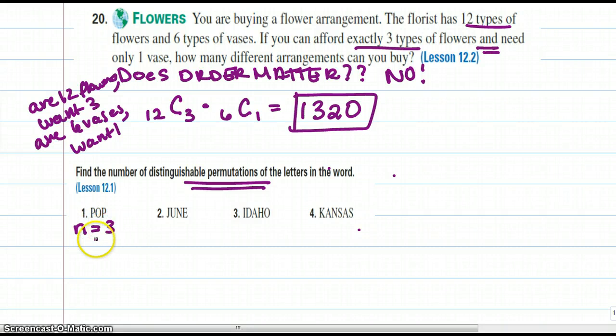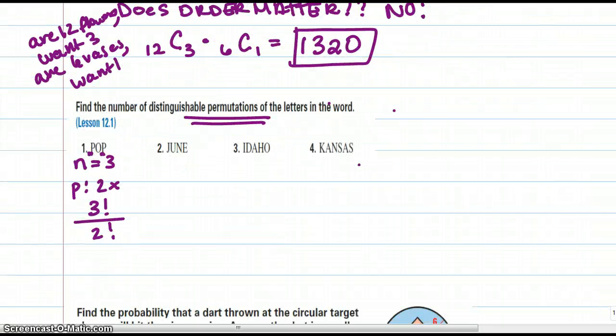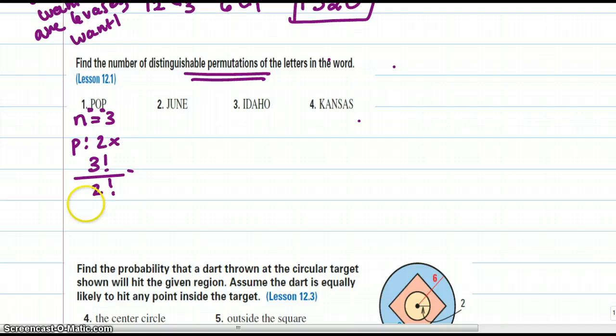I have 3 letters in the word pop, and the P's are repeating 2 times. So n factorial over any number of repeating letters, which is just 2 factorial. You can type that into your calculator, but with smaller numbers, I like to do 3 times 2 times 1 over 2 times 1, which gives us 3. There's only 3 distinguishable permutations of the word pop.